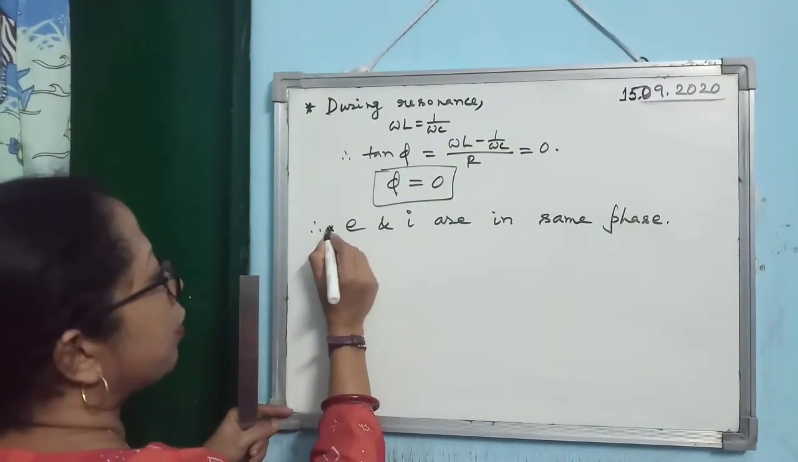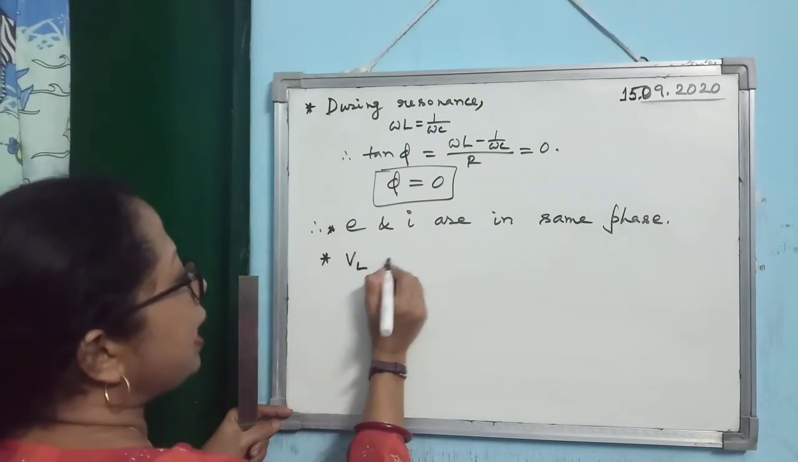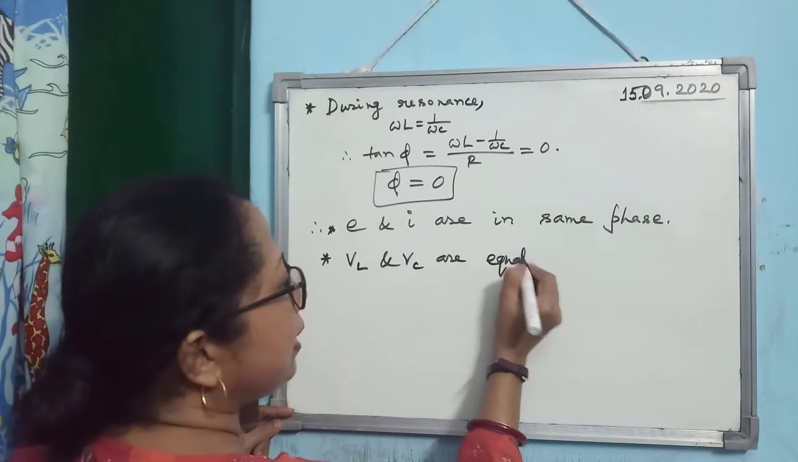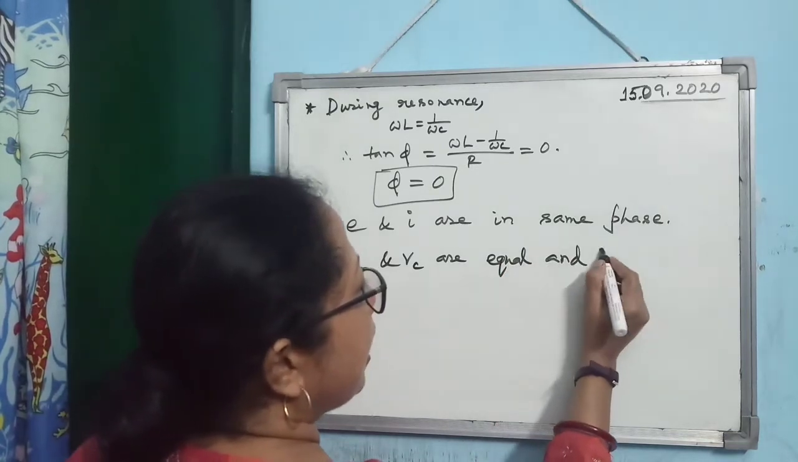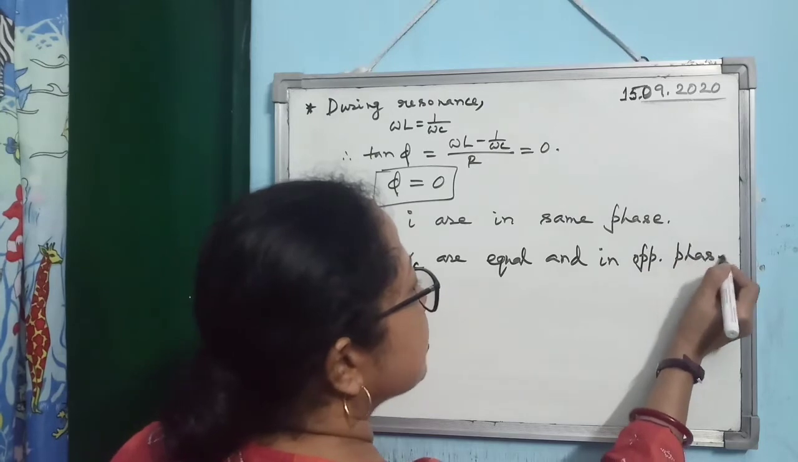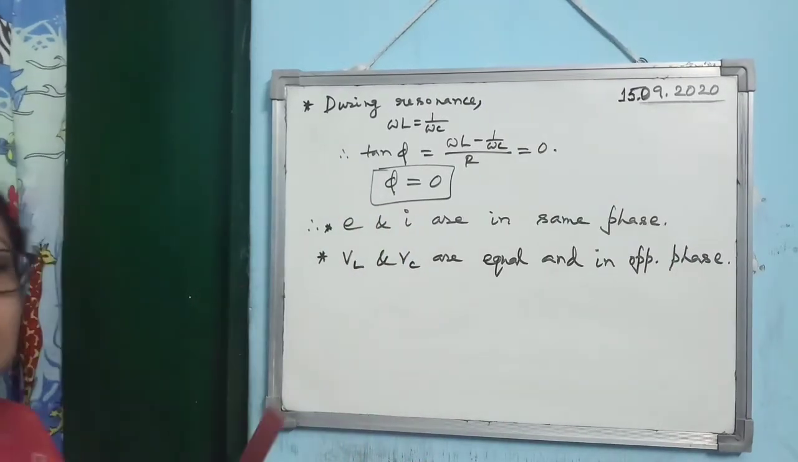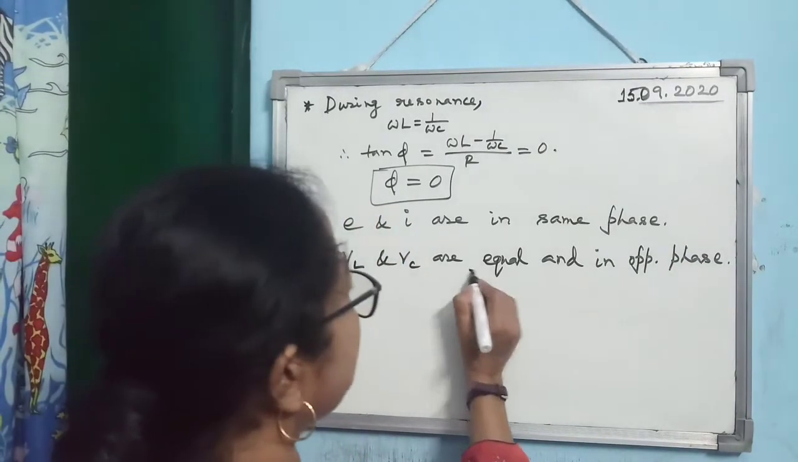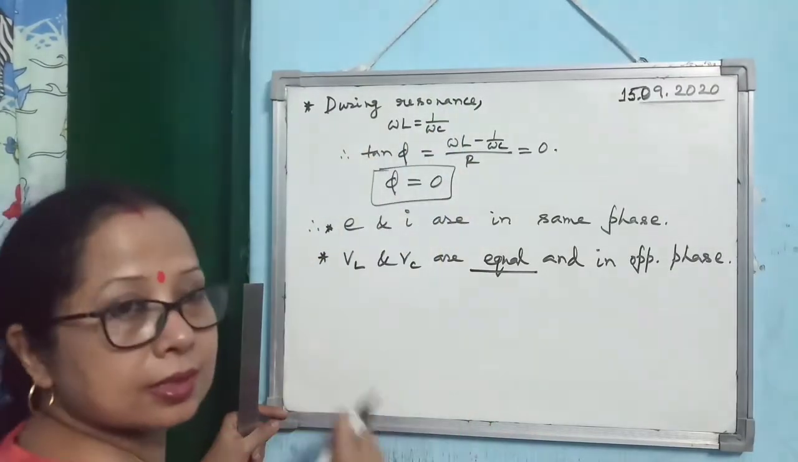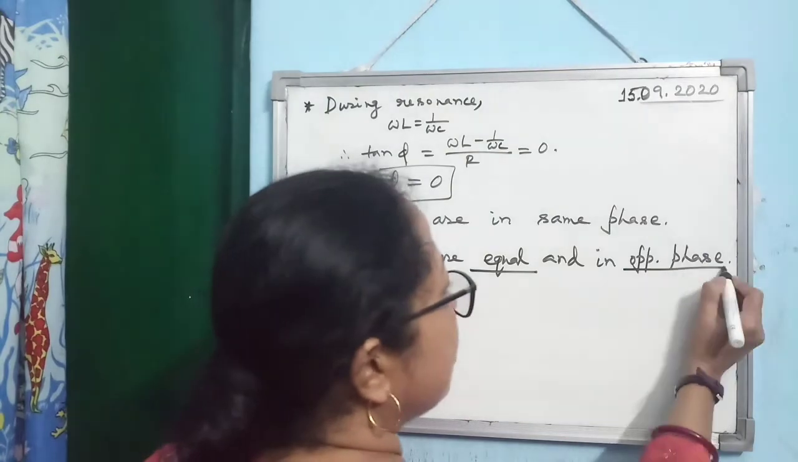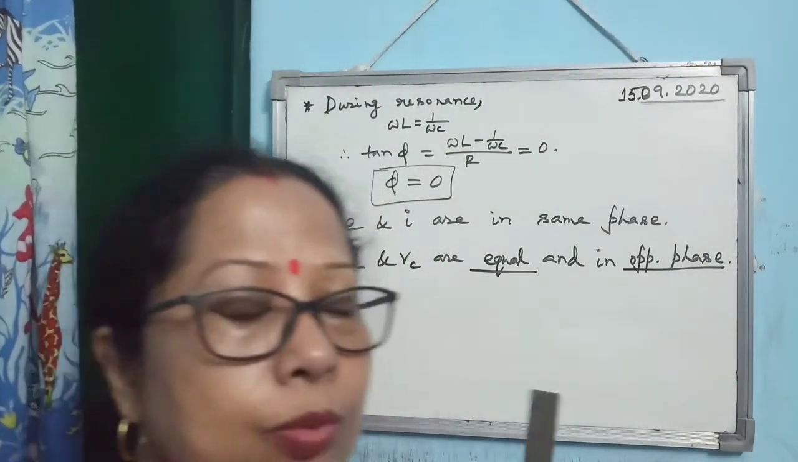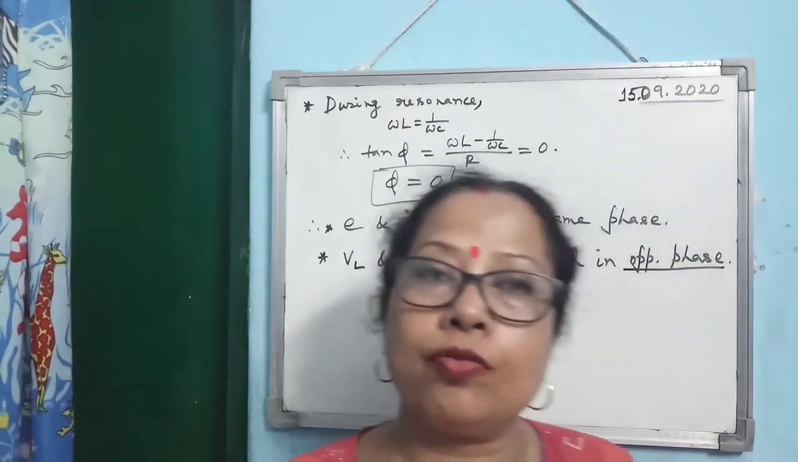Another important point is that VL and VC are equal and in opposite phase, so they cancel each other's effect. This is the point you have to remember. They are equal, VL and VC, when resonance is taking place. And they are in opposite phase already. We have drawn the phasor diagram. You have seen what the phase difference between VL and VC is.